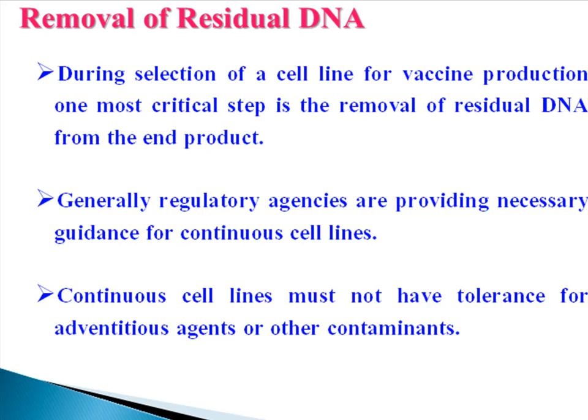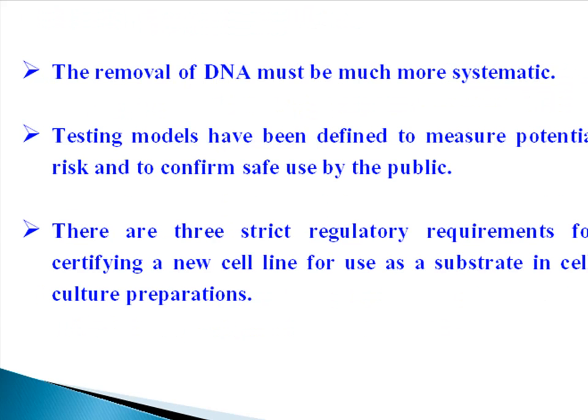Removal of residual DNA. During selection of a cell line for vaccine production, one most critical step is the removal of residual DNA from the end product. Generally, regulatory agencies provide necessary guidance for continuous cell lines. Continuous cell lines must not have tolerance for adventitious agents or other contaminants. The removal of DNA must be much more systematic. Testing models have been defined to measure potential risk and to confirm safe use by the public.